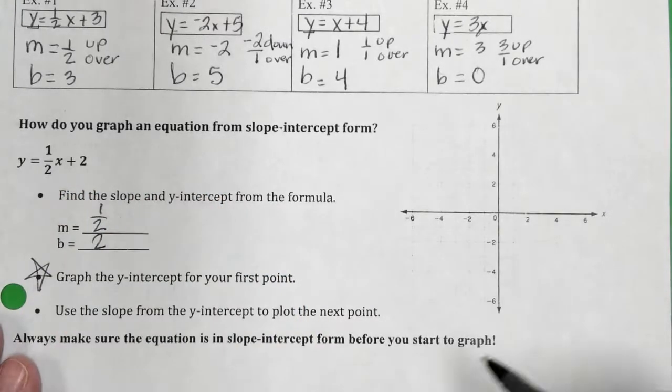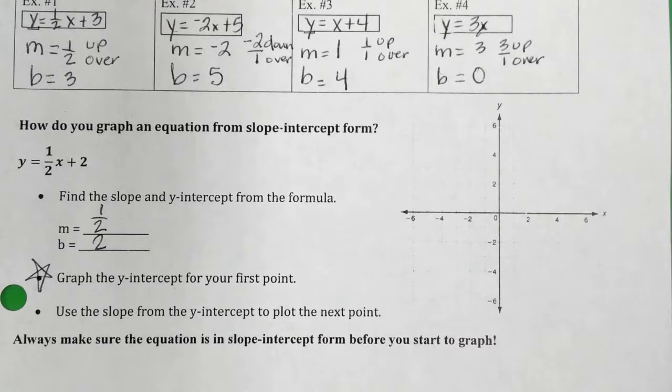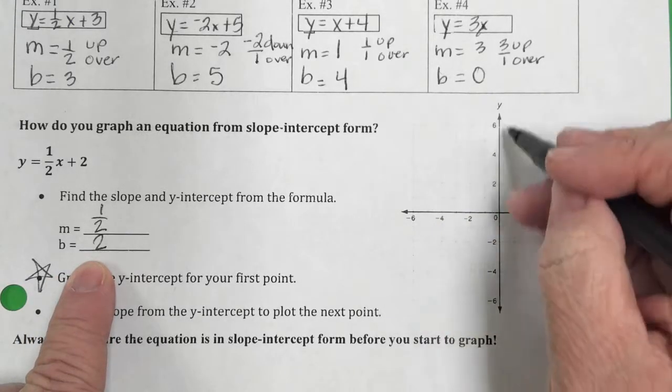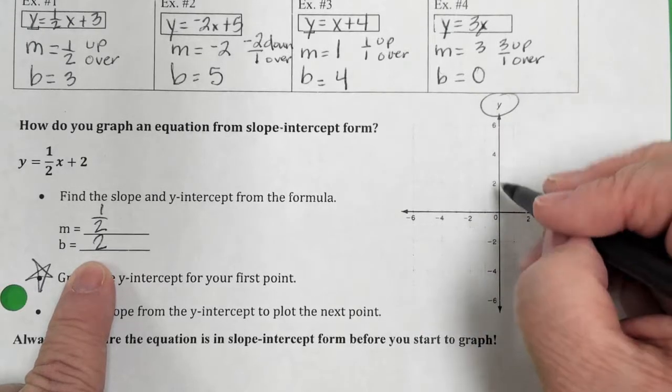This is the important part right here, folks. It says to graph the y-intercept for your first point. And this is because you have to have a starting point to count your slope. So we're going to go to positive 2 on the y-axis. Positive 2.